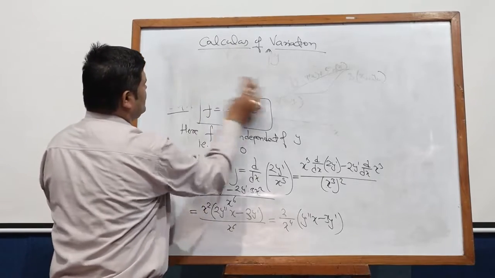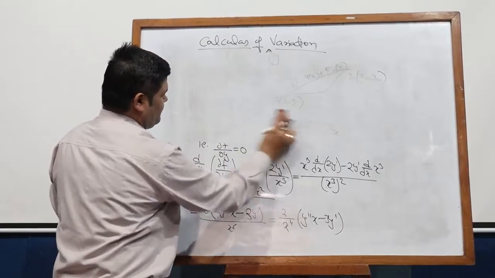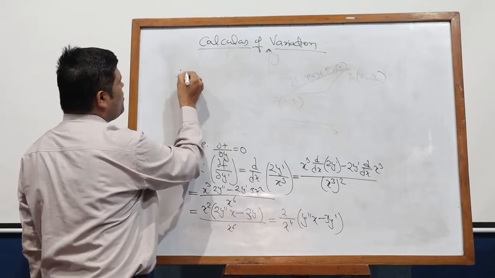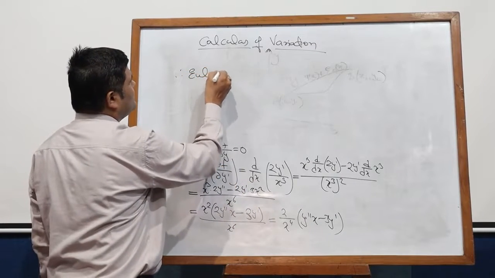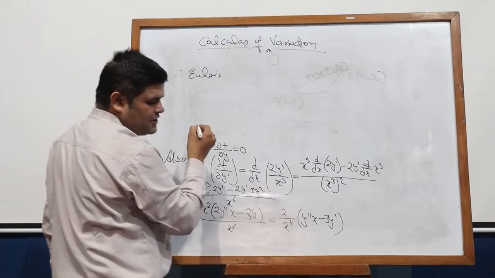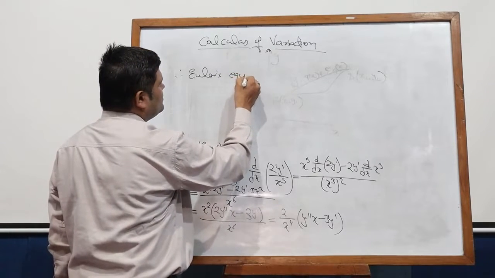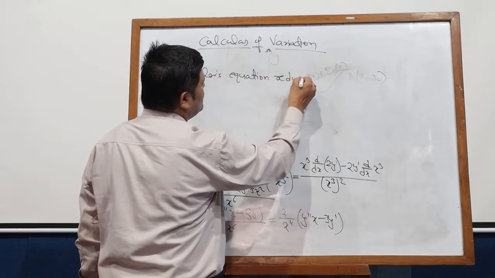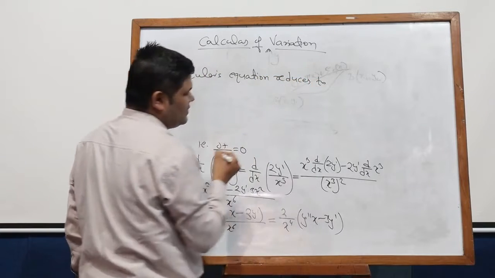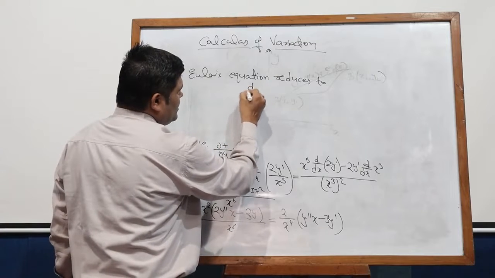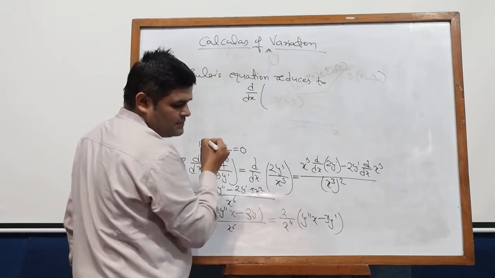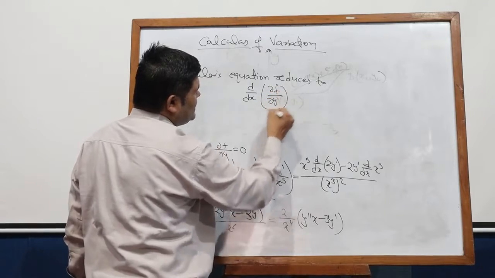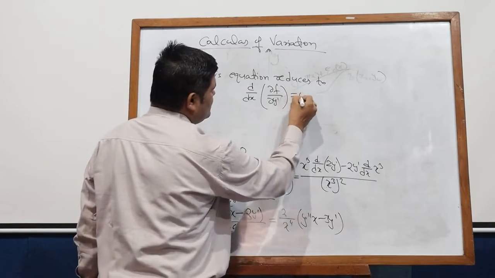And after that, Euler's equation reduces to d upon dx of del f upon del y dash is equal to 0.